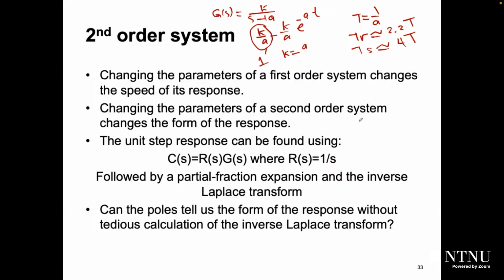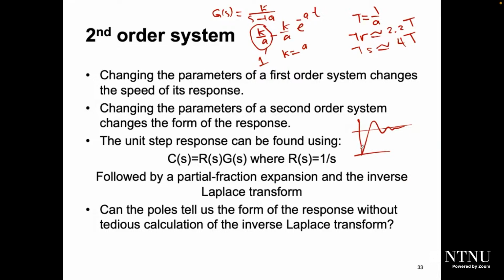Changing the parameters of the second order system will also change the form of the response. I mean, when it is a second order system, changing those parameters changes the form of the response, not the speed of the response. Because a second order system is more complex than a first order system, right? We have overshoot, undershoot, many things. So when you change those parameters, it will change how the response looks.